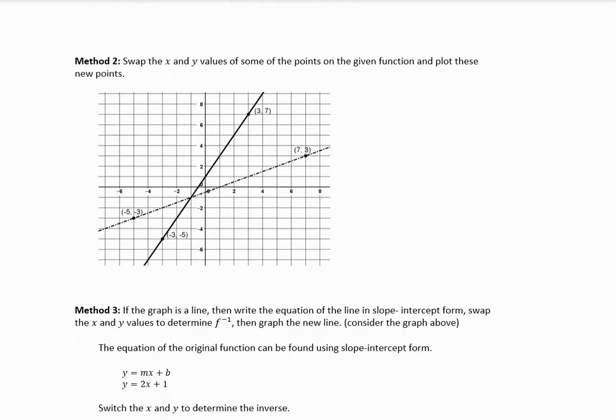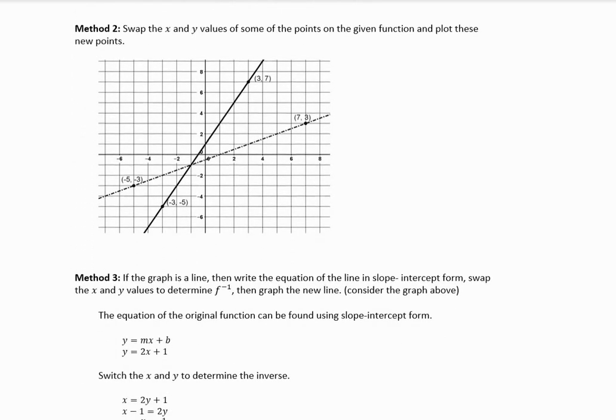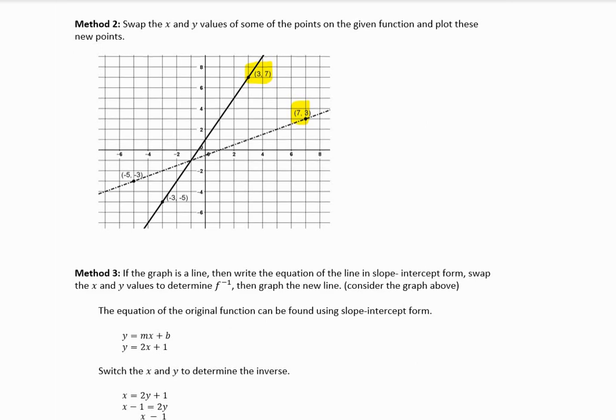Second way to look at graphing inverses is swapping the x and y values of some of the points on the given function and plot these new points. So you can see right here, I have the point (3, 7), and I can switch those x and y values around to (7, 3), and that will give me a point on my inverse function. I do that a couple of times, and then I can connect them. And that will give me my new line. And it doesn't work just for lines, it works for any graphs, as we'll see here in a little while.